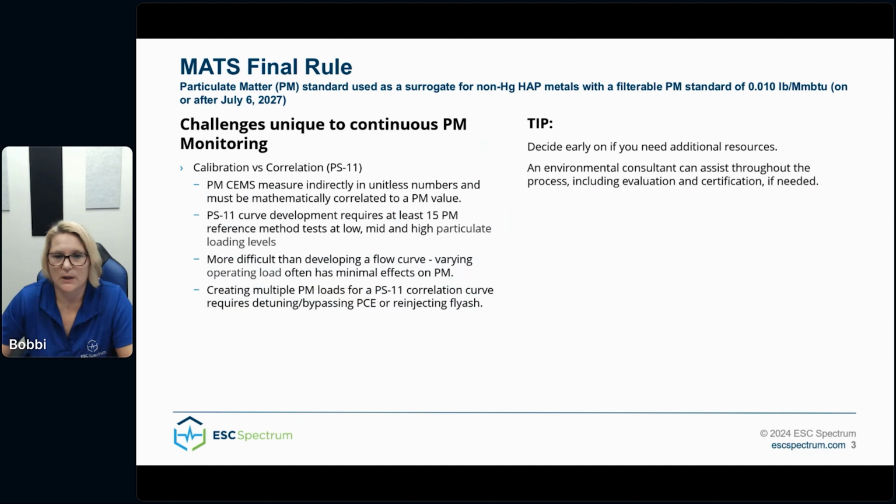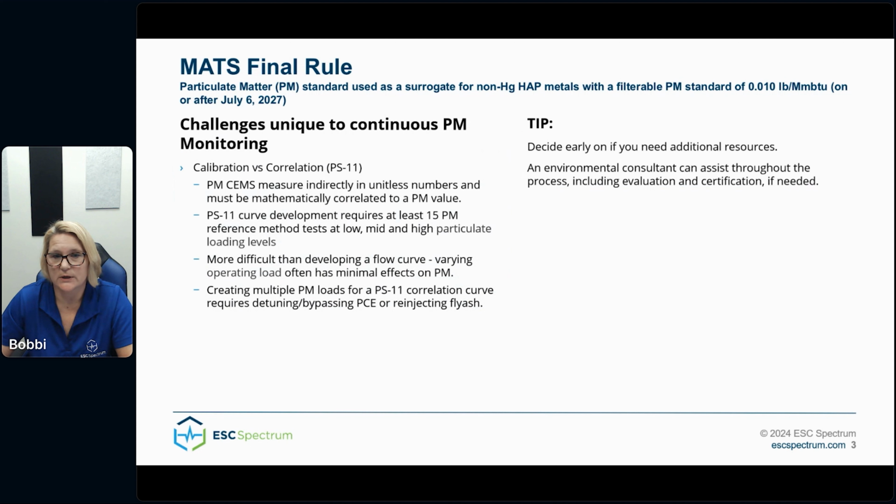The results are then plotted and a correlation curve is developed to turn the unitless numbers generated by the PM monitor into a PM value that can be used to calculate the PM emissions rate for reporting. The difficulty in developing the correlation curve comes from creating the PM loading levels. Unlike developing a curve for flow, where flow loads can be varied by varying the operating load, varying operating load often has minimal effects on PM. Running the unit harder may even cause the pollution control equipment to become more efficient.